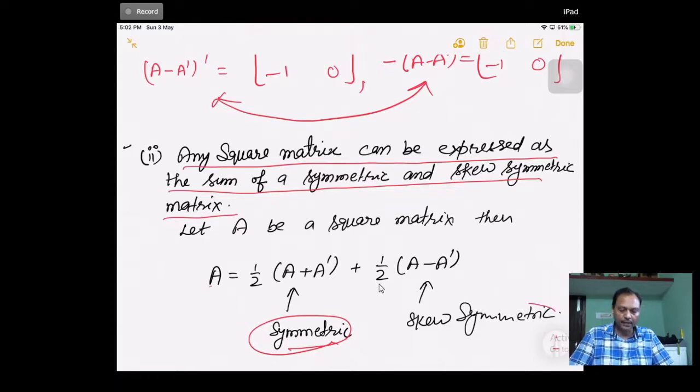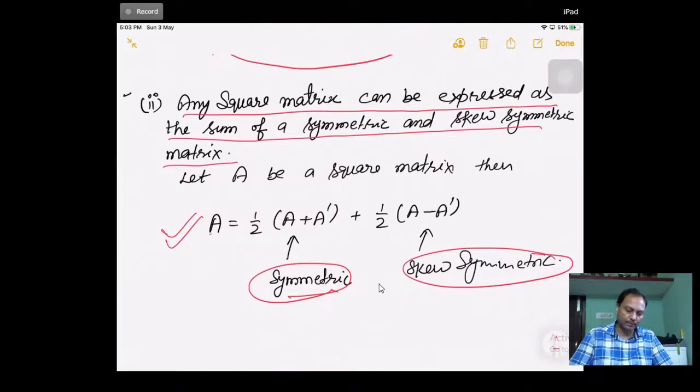Now, if we add these two, then positive A prime and negative A prime cancel out. 1 upon 2 times A plus 1 upon 2 times A is equal to A. We are getting the same matrix. So any square matrix can be expressed as the sum of symmetric and skew-symmetric matrices.